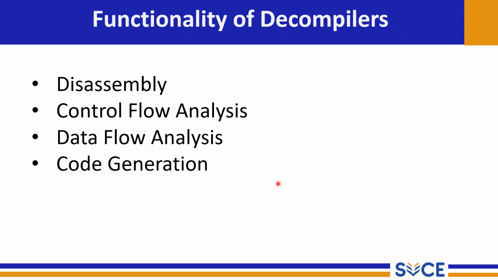Second, vulnerability research: identifying potential security flaws in software by examining the decompiled code for vulnerabilities. Third, software porting: porting software from one platform to another by decompiling the code and then recompiling it for the new platform. And next, code recovery: recovering lost or damaged source code by decompiling the binary code. Okay, so these are the use cases of the decompilers.